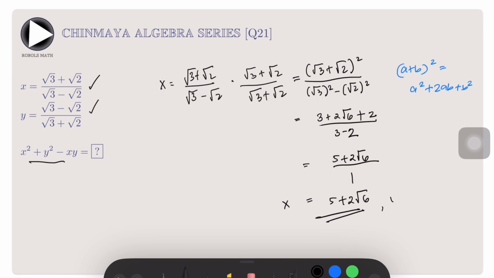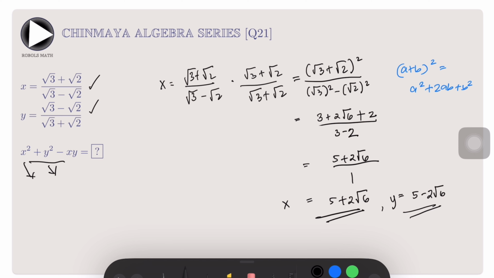We can do the same for y, but I will no longer show it. The simplified value of y is 5 minus 2 square root of 6. So we know these two values. We can just substitute them to this expression here. However, substituting it directly to x would mean expanding again a binomial. The same thing goes for y.